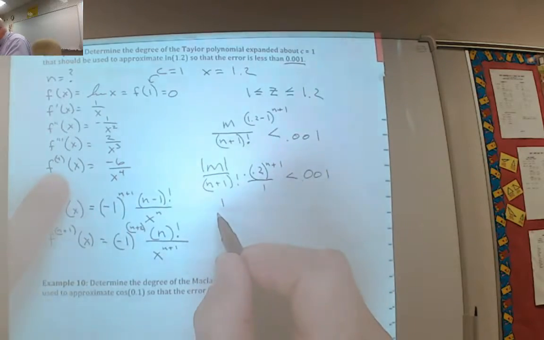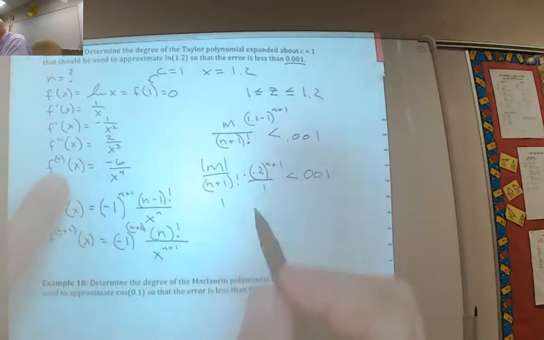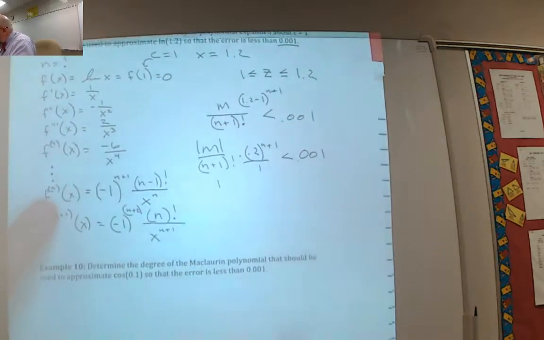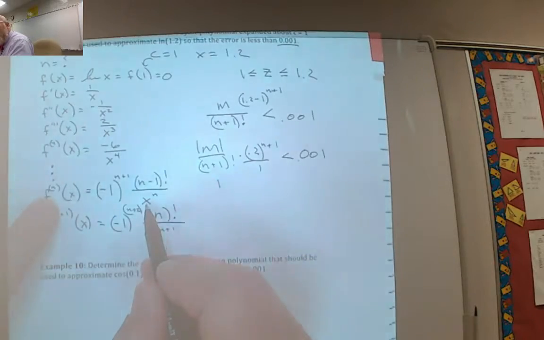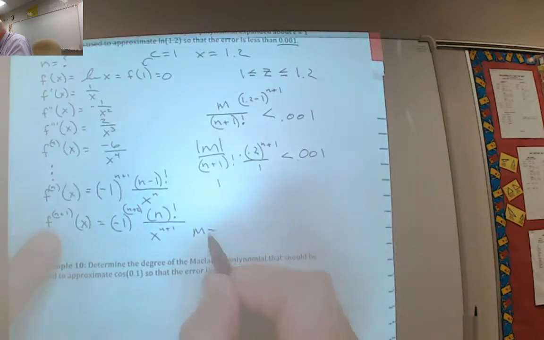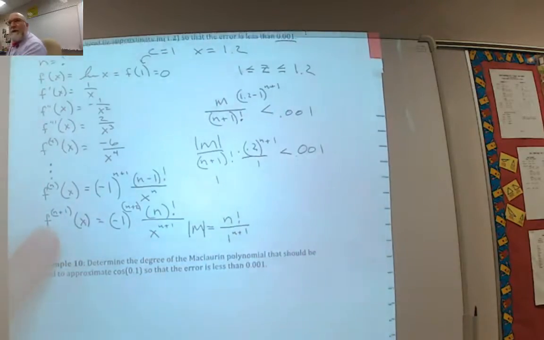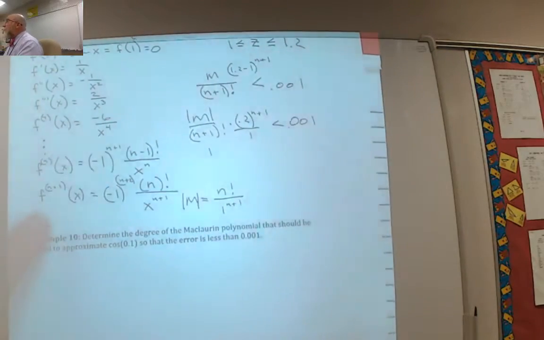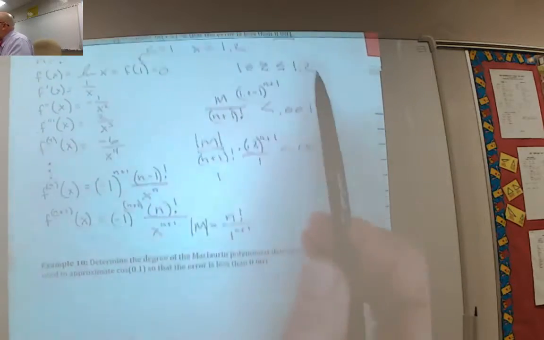Is z m? Oh no, it's z, excuse me. Z is the value I'm going to pick to put into here. So if I put 1 into this derivative, I'm going to get m. Remember it's absolute value, so it's going to be n factorial over 1 to the n plus 1 power. Where does z go into that? Z is some number between 1 and 1.2, closed interval.